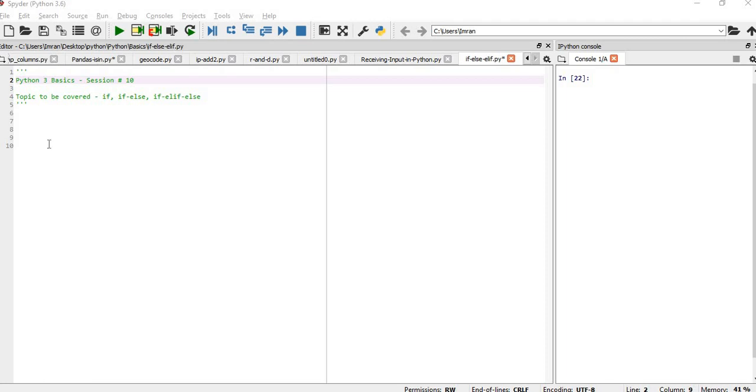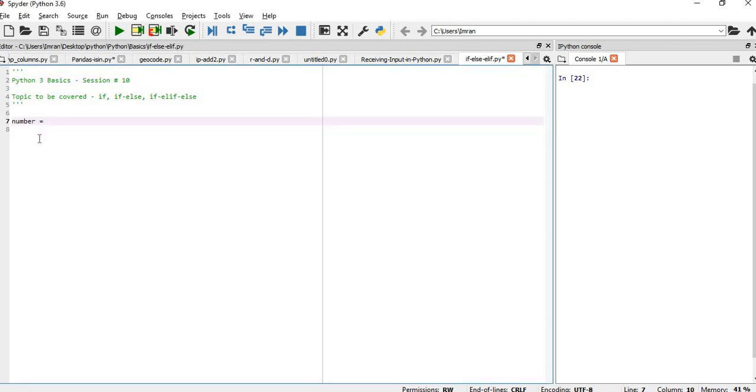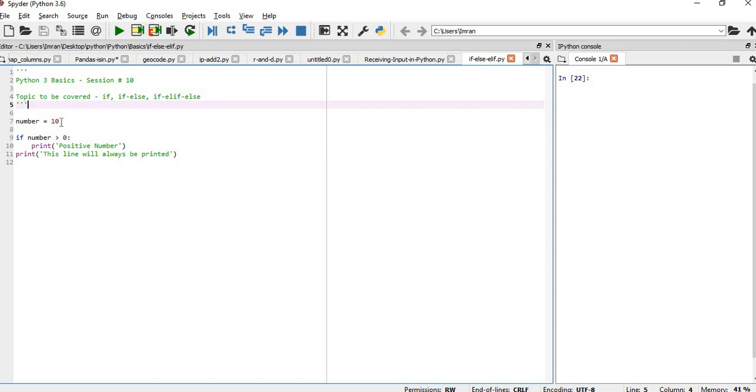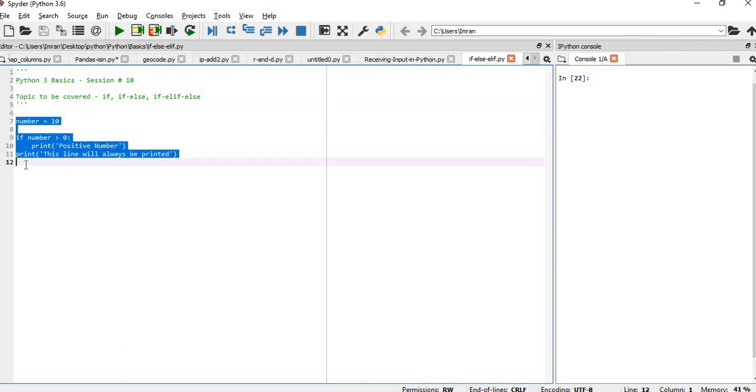So, how does this work? Suppose we have number is equal to 10, and if number is greater than 0, then we will say print positive number. If we execute this, what will happen? Because we assign 10, this number 10 is greater than 0, so this will always be executed. Both the positive number line as well as the last line will always be printed. We'll execute and get the output. So you can see positive number, and this last line will always be printed.